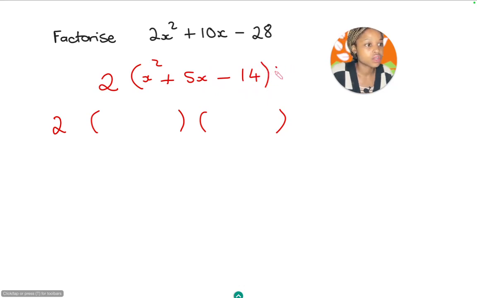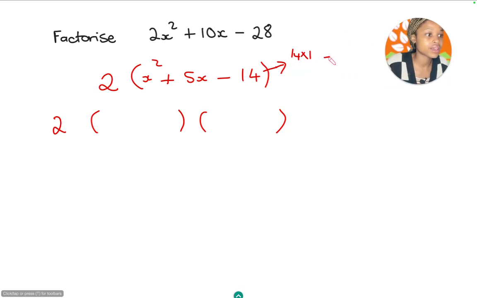So now we need to start thinking. 14 times 1 will give me 14. So 14 and 1. And then we have 7 and 2. That will give us 14, correct? What other numbers can we use? So far, this is all that we can come up with, correct?